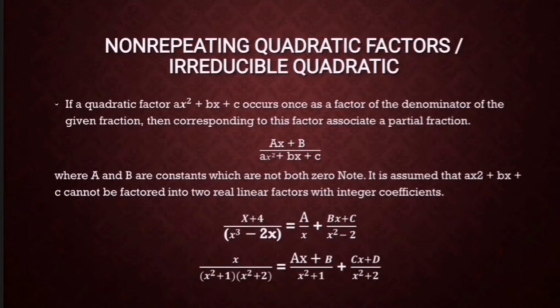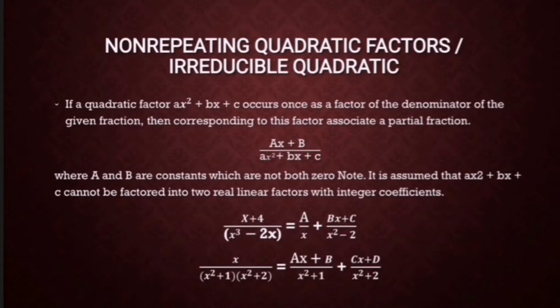That partial fraction is ax plus b over ax squared plus bx plus c, wherein a and b are constants which are not both 0. Let us note that it is assumed that ax squared plus bx plus c cannot be factored into two real linear factors with integer coefficients. So here we have two examples for that.